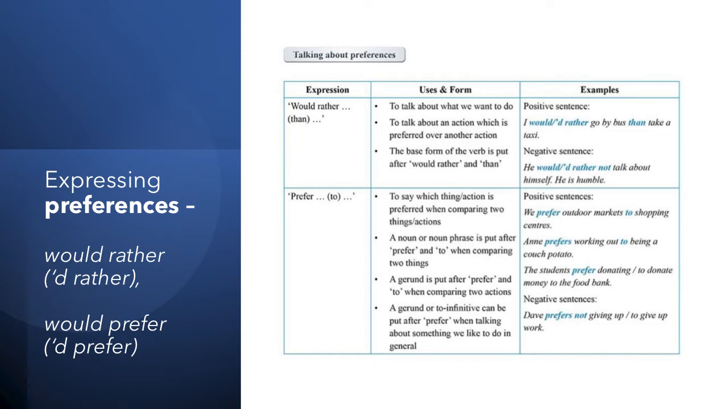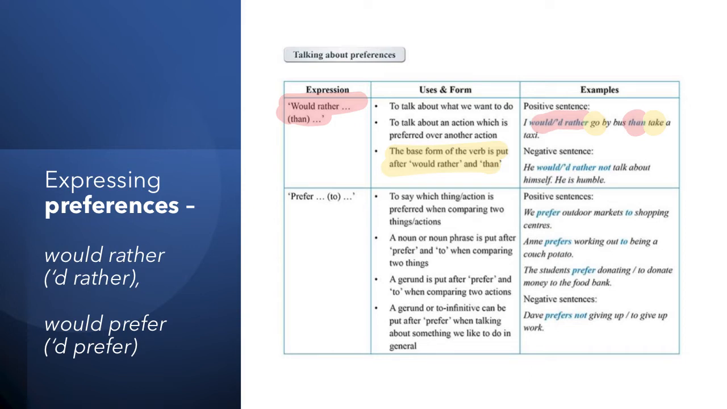Let's take a look at would rather first. Would rather is usually used with the word than to compare two choices. We use it to talk about what we want to do, the action which is preferred over another action. The base form of the verb is put after would rather and then. Say for example, I would rather go by bus than take a taxi. So the two choices would be go by bus and take a taxi. So here, after would rather, we use the verb in base form go, and after than, we also use the verb in base form take.